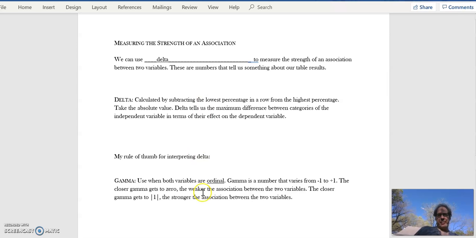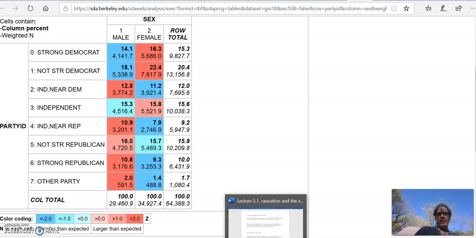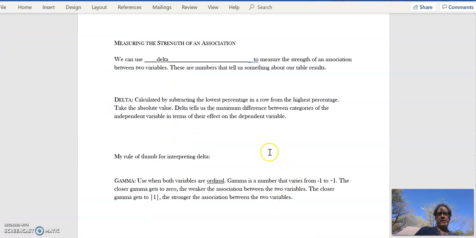If we compare the deltas of the different rows, each row has its own delta. As we take the difference between men and women in each row, this one it's only 0.6%, this one it's about 4%. So the delta ranges from about 0.5% to about 4%. That's not very much. There's not very much difference between men and women. The association between the two variables is weak. It's only about 4%.